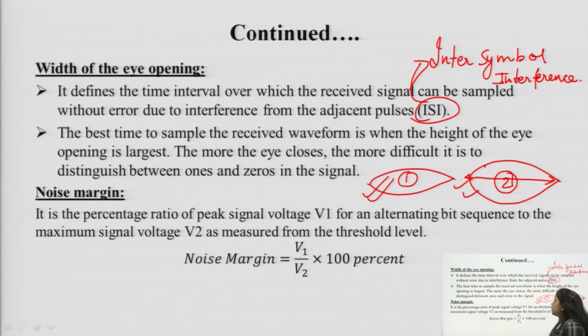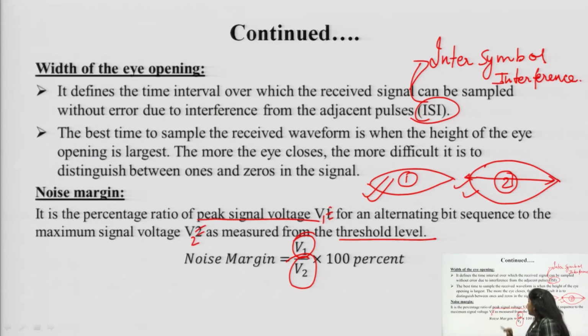Now, coming to the noise margin, the height of the eye opening, the height of the eye diagram, decides basically our noise margin. So, what is the noise margin? It is the percentage ratio of the peak signal voltage V1 for an alternating bit sequence to the maximum signal voltage V2, as measured from the threshold level. So, from the threshold level, the percentage ratio of the peak signal voltage V1 to the maximum signal voltage V2 gives the noise margin.